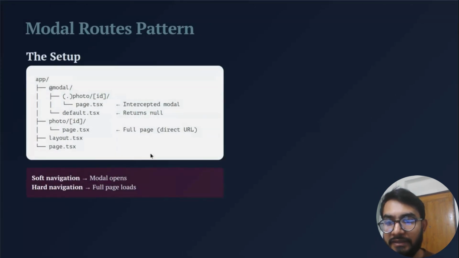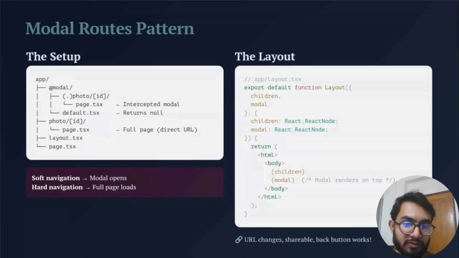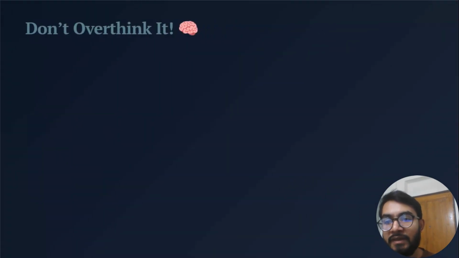The modal routes pattern is like this. There is an intercepted modal, and you can define a default.tsx which can return null if nothing is found. Soft navigation opens the modal, and hard navigation does a full page load. So this is also possible using parallel routing.